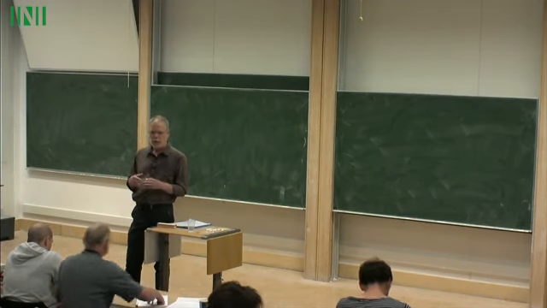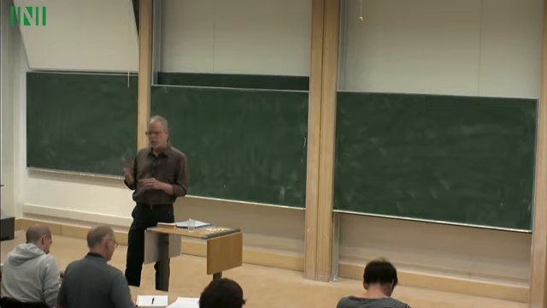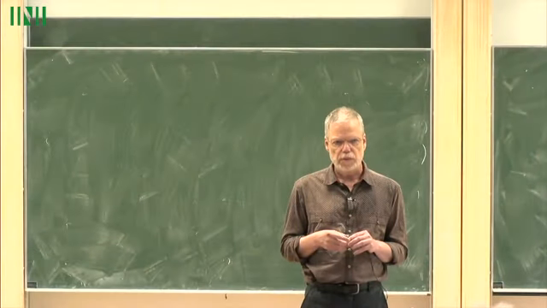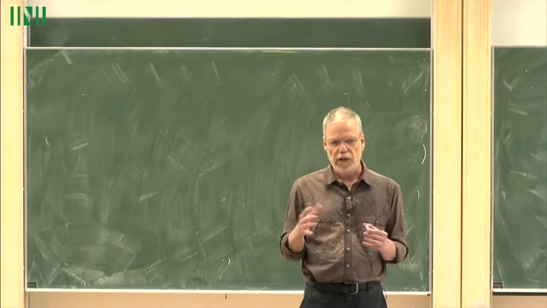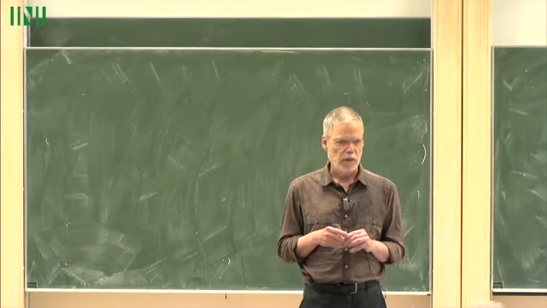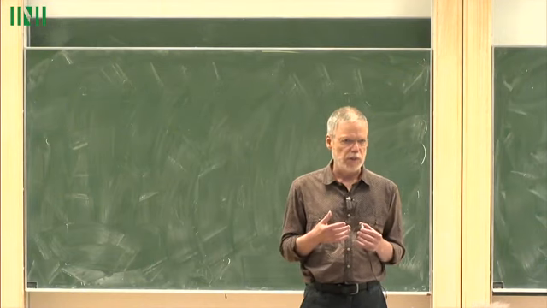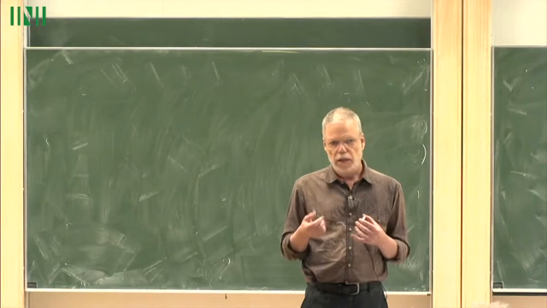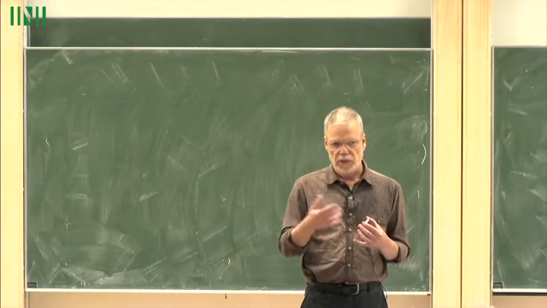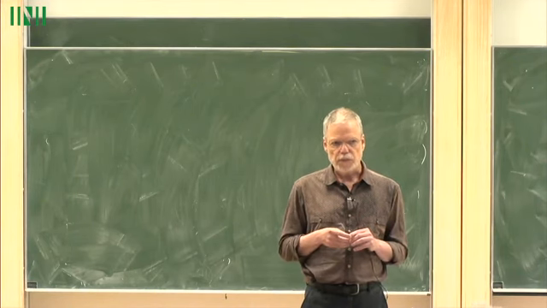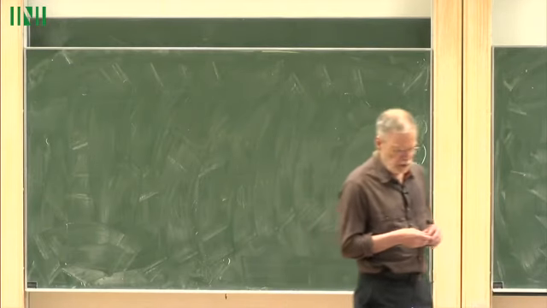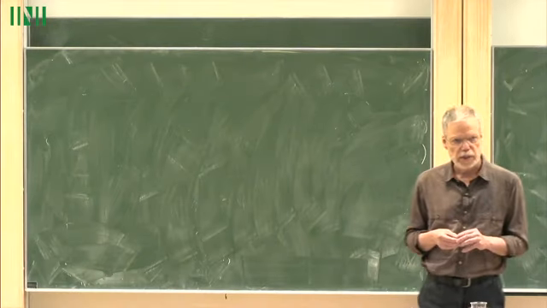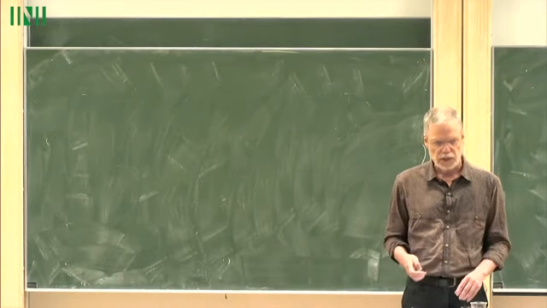This RG fixed point has some domain of attraction, and that domain of attraction defines a universality class. And the universal properties of the critical model can be understood by studying the RG map in the vicinity of a fixed point. So that's the basic idea. And what I'm going to be talking about for the next 3 hours is a kind of implementation of that.